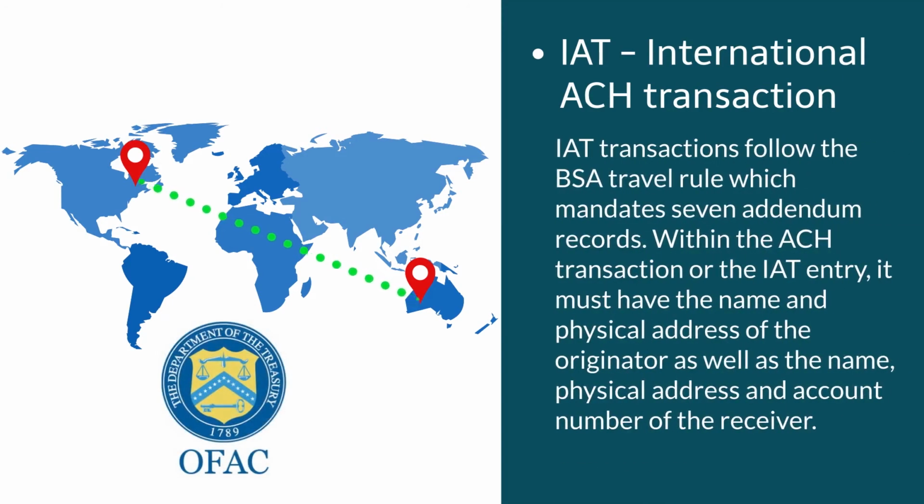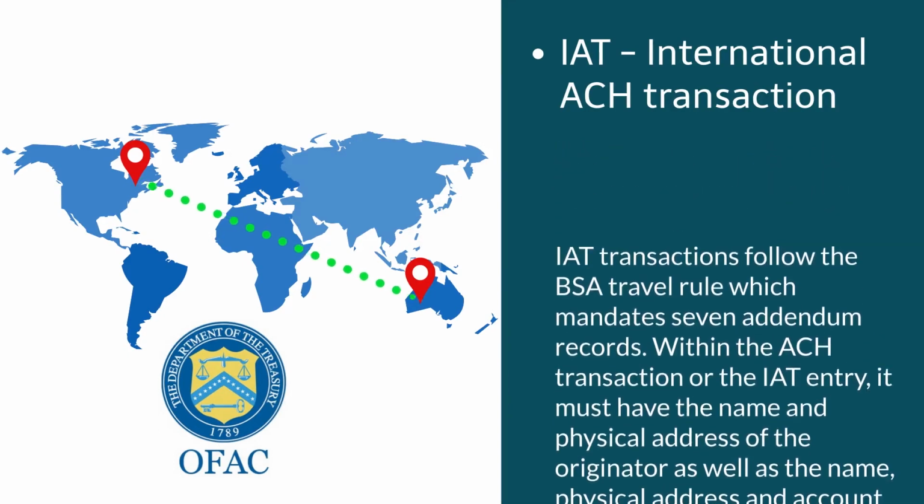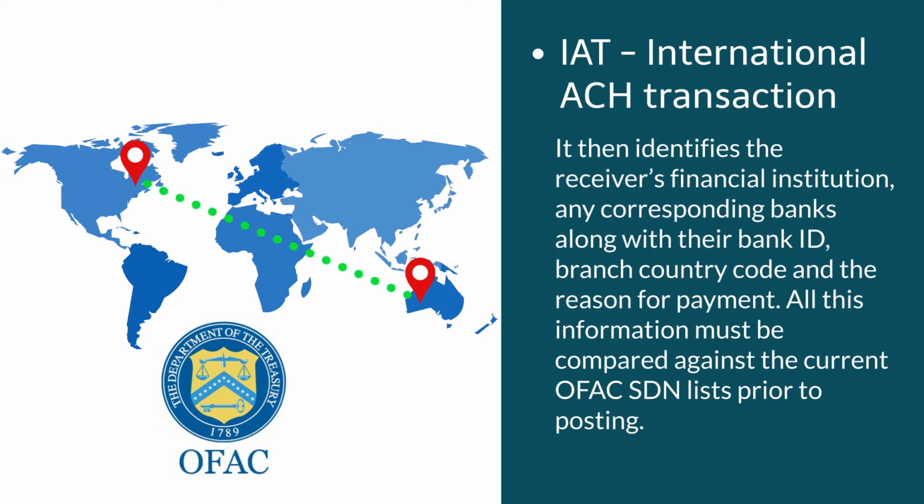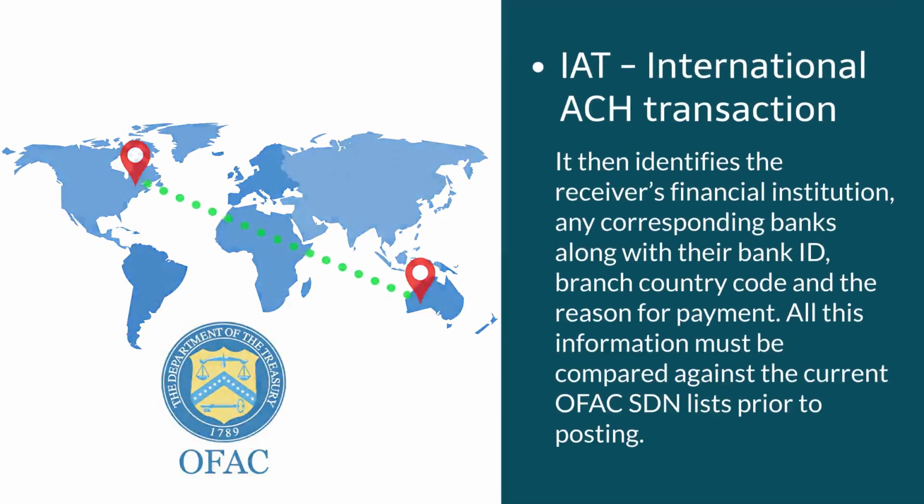IAT transactions follow the BSA travel rule, which mandates 7 addendum records. Within the ACH transaction or the IAT entry, it must have the name and physical address of the originator, as well as the name, physical address, and account number of the receiver. It then identifies the receiver's financial institution, any corresponding banks along with their bank ID, branch country code, and the reason for payment. All this information must be compared against the current OFAC SDN lists prior to posting.